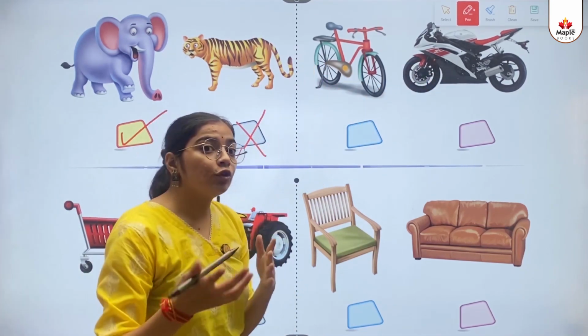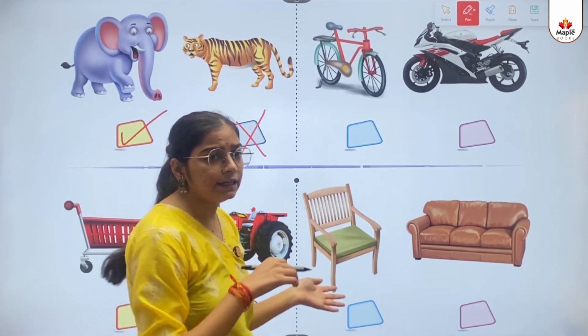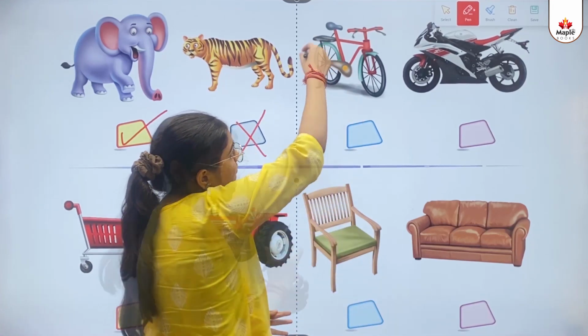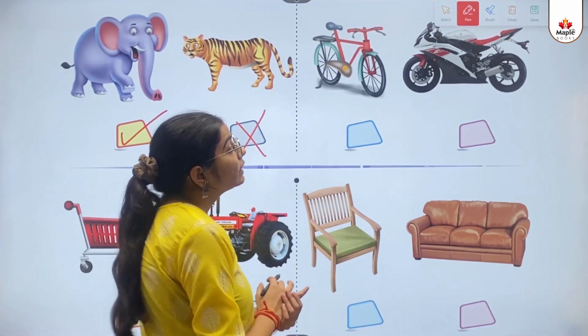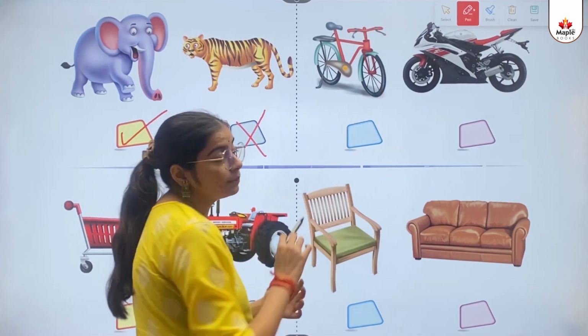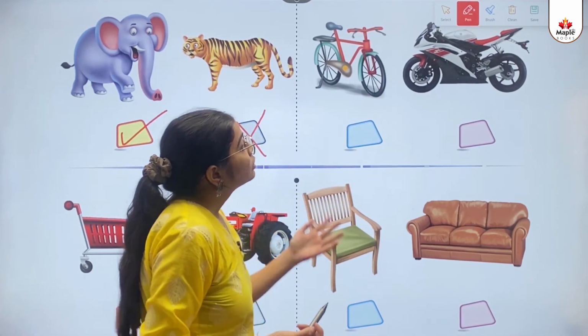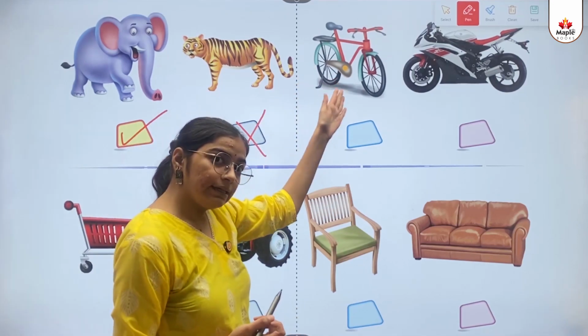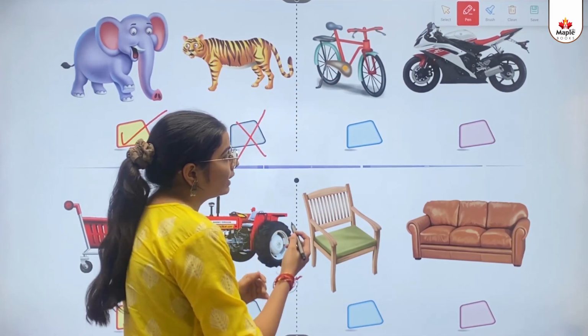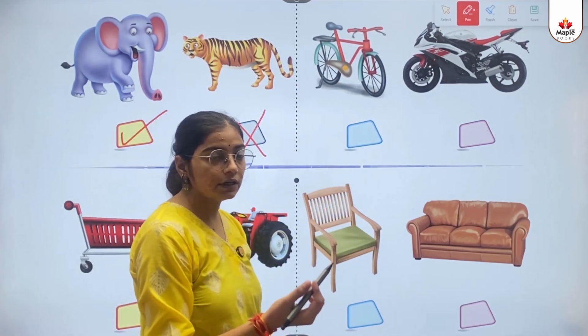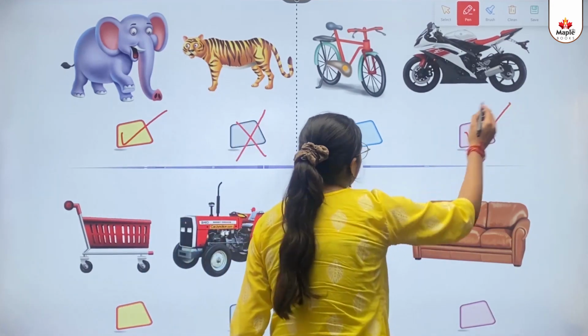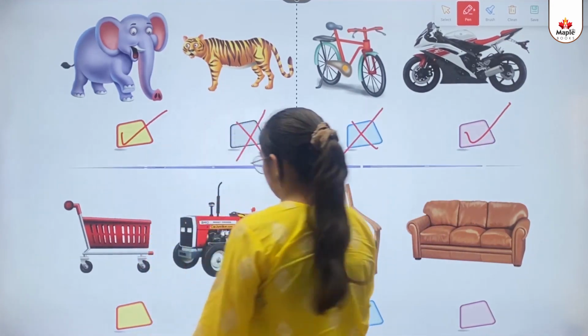With the help of 2 persons or a single person, we can lift the bicycle. But if we need to lift the motorbike, we need 2 or more persons. So the bicycle is the lighter one and the motorbike is the heavier one. So we will tick on this and cross on this.